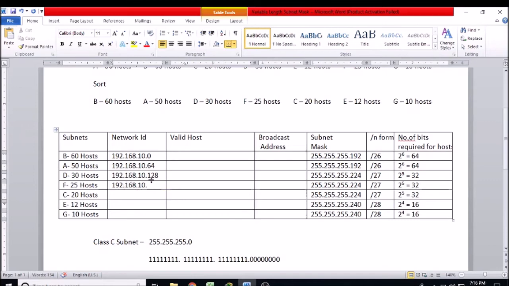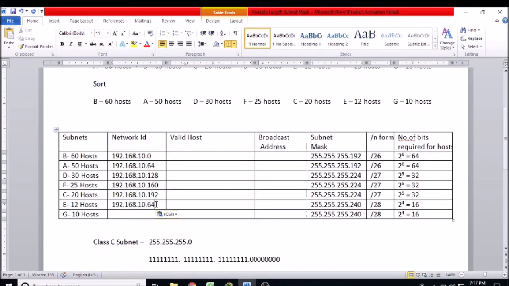The next one I'll explain to you. We have to check the previous subnet. It is 128 as the network ID and its requirement is 32. So it is 128 plus 32. What will be the answer? It is .160. Similarly, for the next one, the previous subnet is F and its network ID is 160 and the required number of bits is 32. So 160 plus 32 is going to be 192, right?